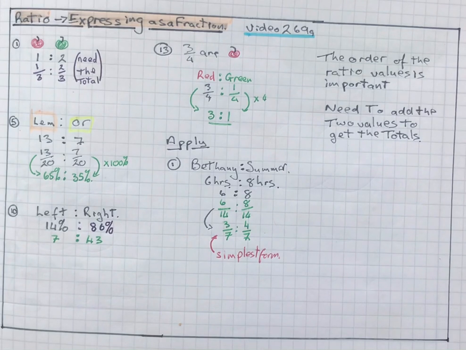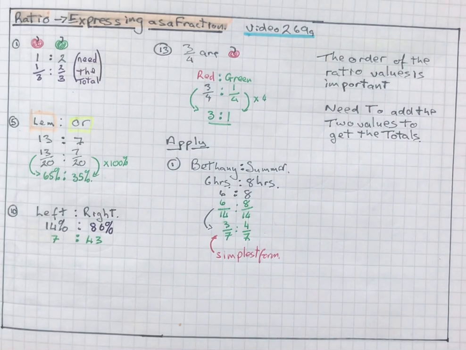For question 5, if I look at lemonade and orange juice, if it's split in the ratio 13 parts lemon to 7 parts orange juice, I need to find the total. 13 and 7 adds to 20, so it's 13/20 and 7/20. Question 5 also says, can I express it not in the fraction form but as a percentage? So I need to multiply both numbers by 100 to get 65% lemon, 35% orange.